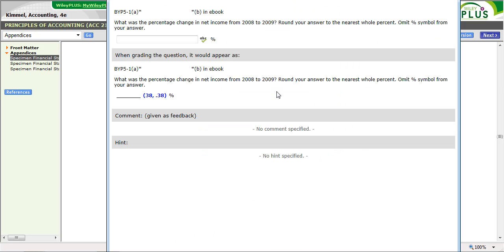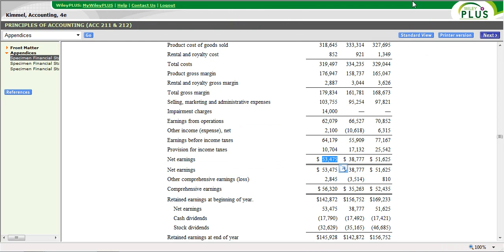And if we toggle back, you can see that the system would have accepted 38 or 0.38. The percent sign was to be omitted because it was already right here. So that's what you had to enter to get that one right.